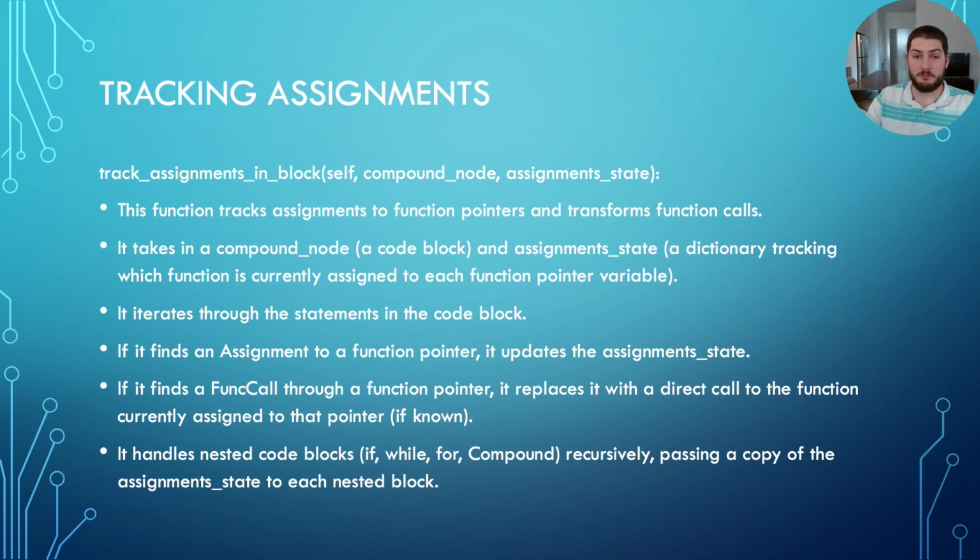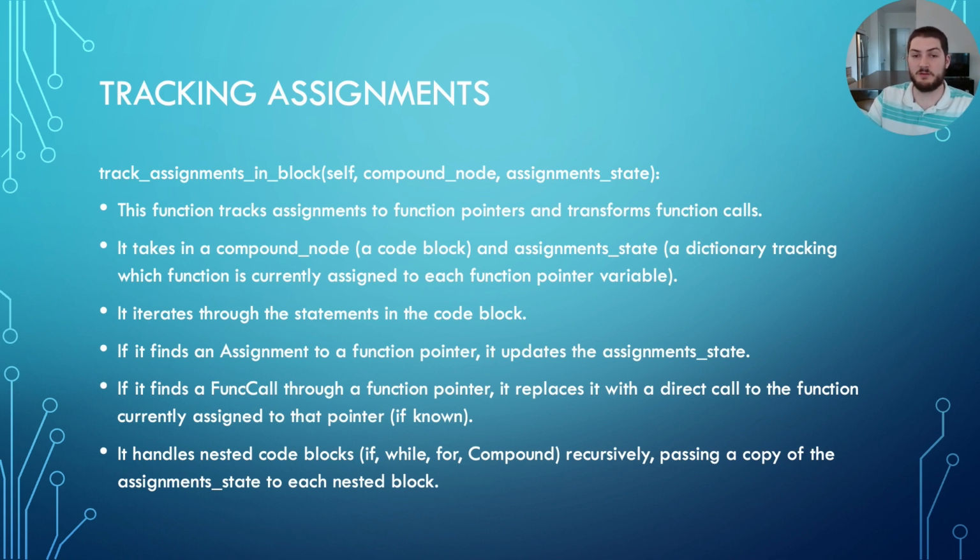The track assignments in block function plays a critical role in accurately tracking how function pointers are assigned values and how they are used in function calls within a given code block. The function takes two key arguments: compound node, which is an AST node for a code block within the C program, and assignment state, which is a dictionary that serves as a dynamic record keeper, tracking which specific function is currently assigned to each function pointer at any given time.